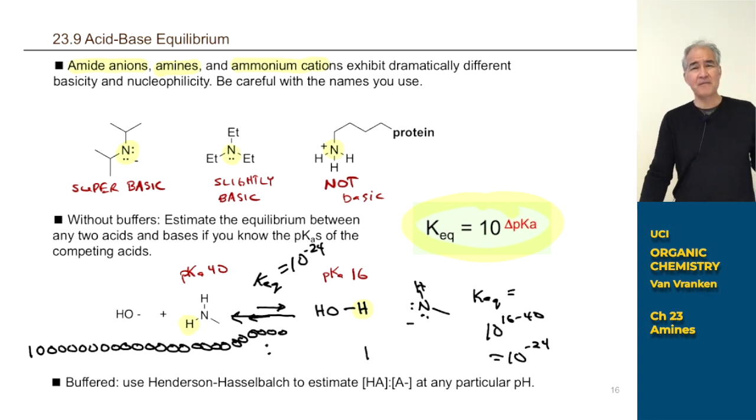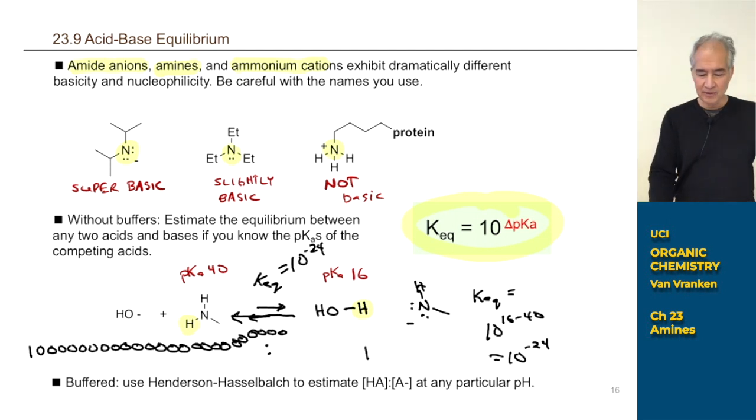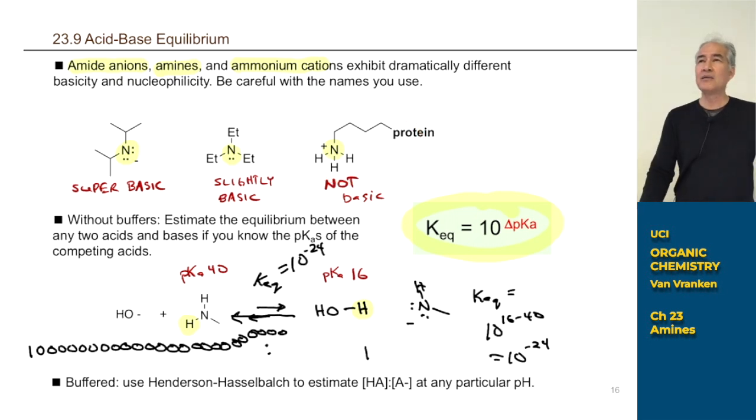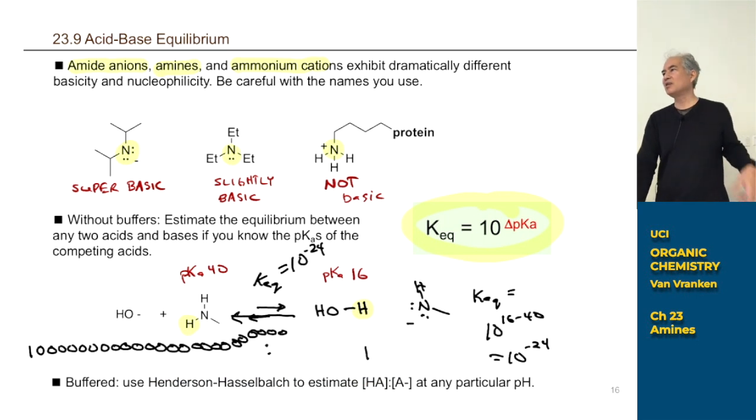Now, this is not for buffered conditions. This is not the equation you use to figure out whether things are going to be protonated or deprotonated inside of a cell. They're not things that you would use to figure out whether things are protonated or deprotonated when you take a pill. Those things all occur under buffered conditions. Your blood is buffered by bicarbonate and other groups. The inside of cells is buffered, and there you use the Henderson-Hasselbalch equation when you're doing chemical biology or biochemistry.